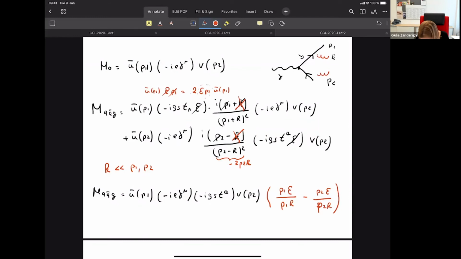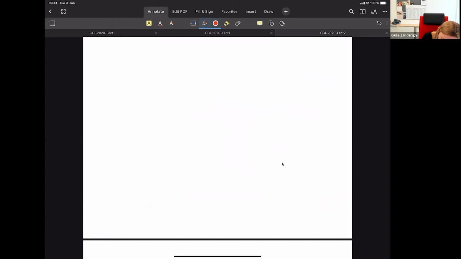So you already see this. When you take a soft limit, you get this property of factorization. The soft part factorizes out. The black here is what you had at lowest order, apart from the color matrix. When you square it, here you get C_F. But the rest really factorizes nicely out. And so, in fact, if you square the amplitude, if you compute the amplitude squared, this M for q q̄ gluon squared.